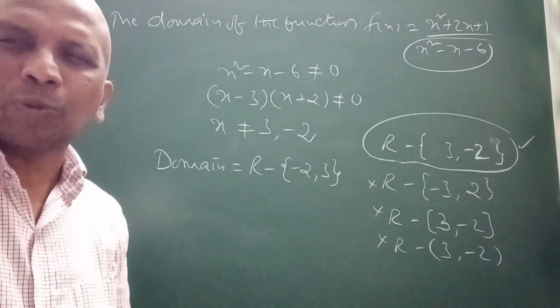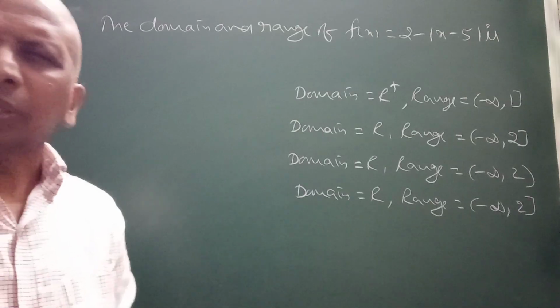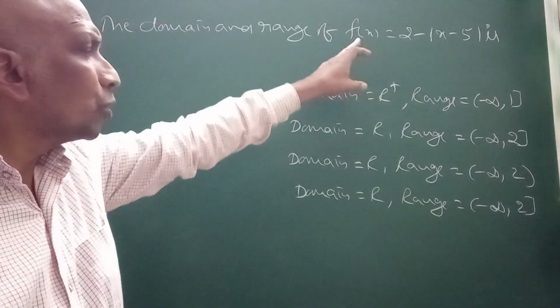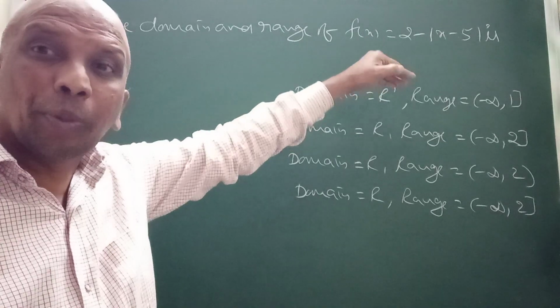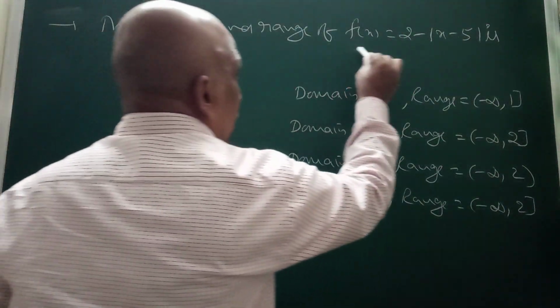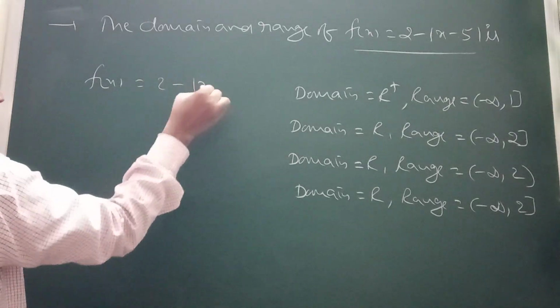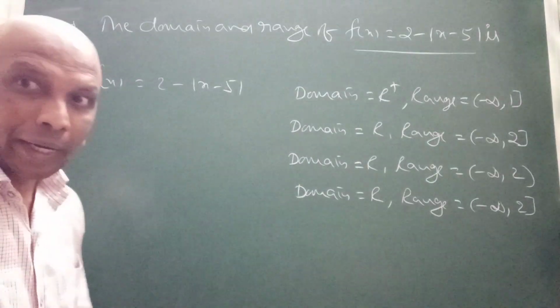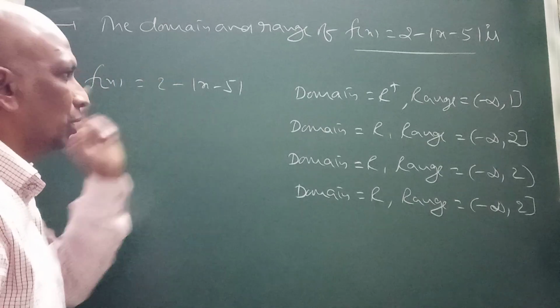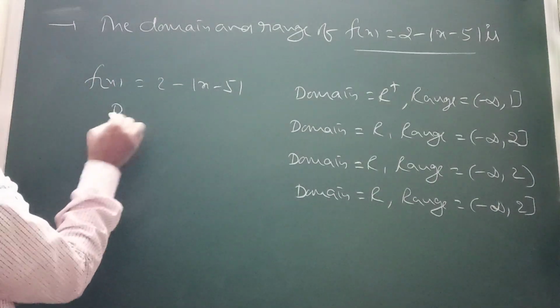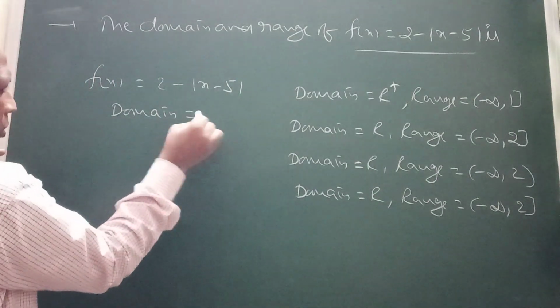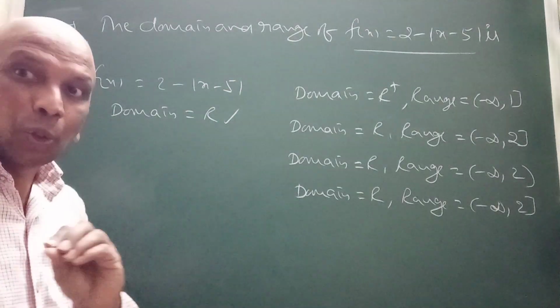Now I will explain the next problem. In this problem, you can observe the domain, clearly the domain is R. They have given f of x, right? There is no denominator in this. f of x is equal to 2 minus mod x minus 5. I can take any value of x here. So clearly the domain is equal to R. There is no restriction here. Domain is equal to R.